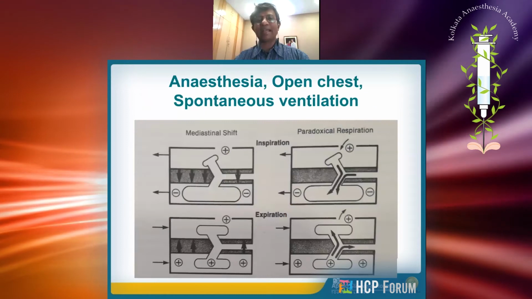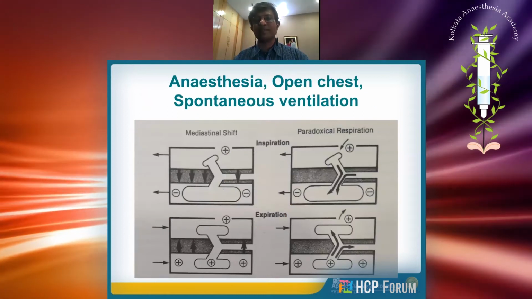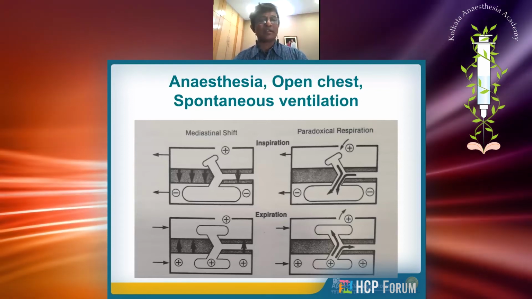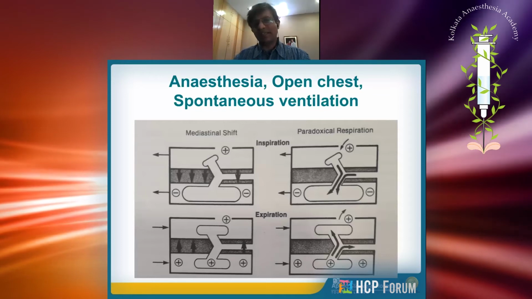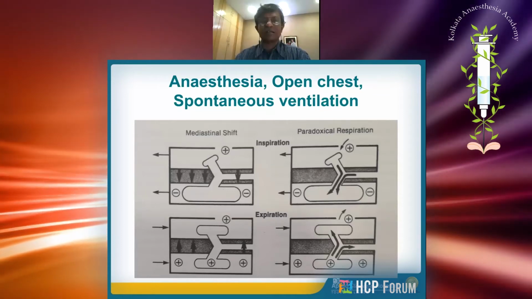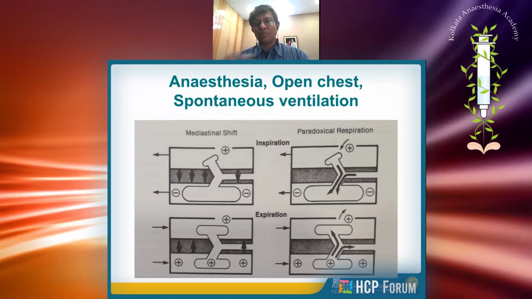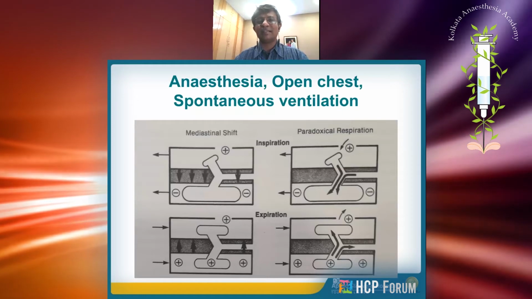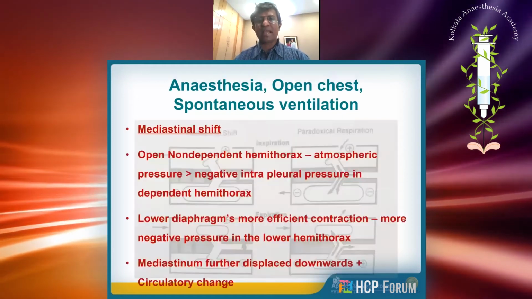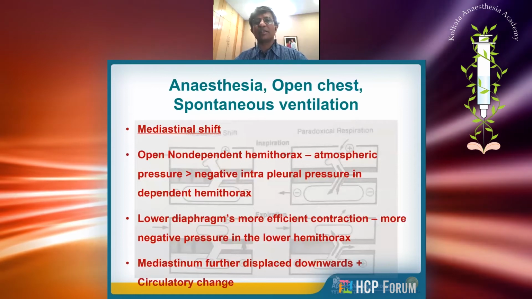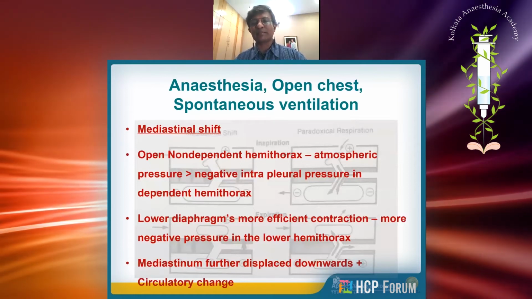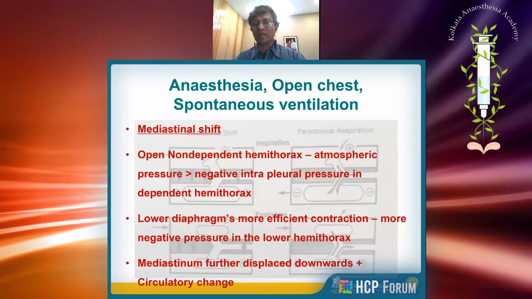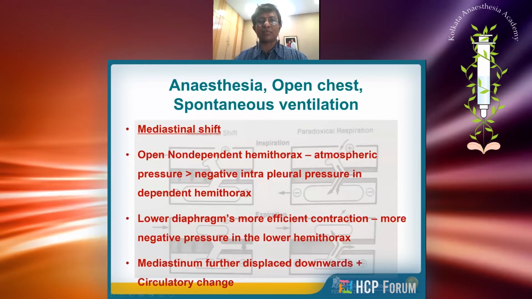And these are more theoretical. Anesthesia on an open chest, spontaneously breathing, you can have two phenomena. One is mediastinal shift and the other is paradoxical respiration. You are unlikely to see it because you are unlikely to see a person breathing spontaneously with an open chest under an anesthetic. More likely you would see it with rib injuries, where you can have mediastinal shift. Why does it happen? Because in the non-dependent hemithorax, the atmospheric pressure is greater than the negative intrapleural pressure in the dependent hemithorax, which is pushing down the lungs.